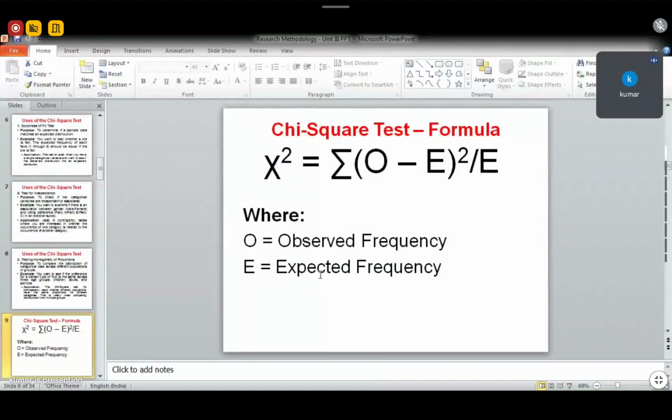Now the formula for the chi-square test. The chi-square symbol is written as chi-square, x square. The formula is chi-square is equal to sigma O minus E the whole square divided by E. And you can see the formula in page number, I will tell you the page number.